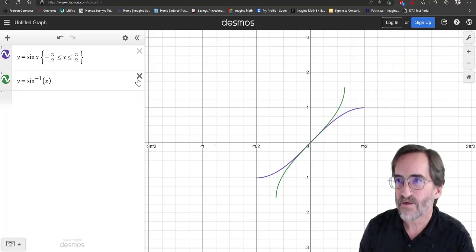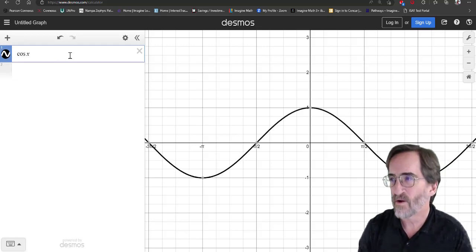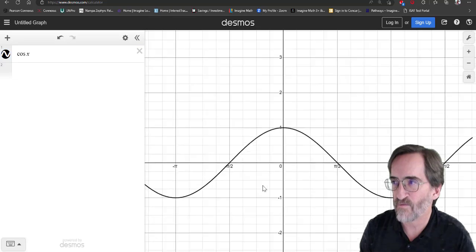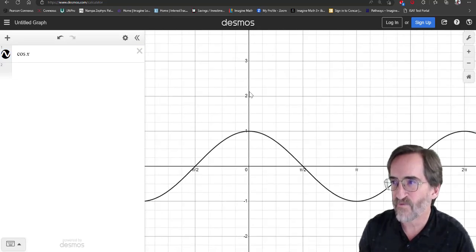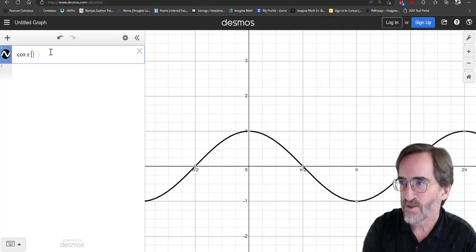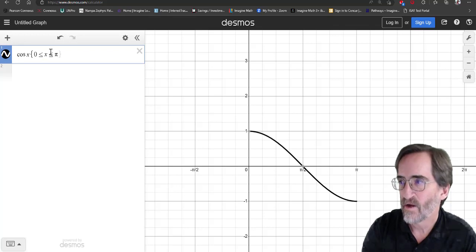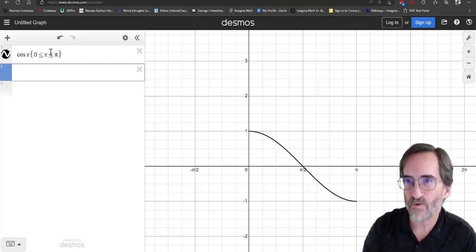So now consider cosine x. How would I have to restrict the domain so that it passes the vertical line test? And essentially what we're looking for is restricting the domain so that it passes the horizontal line test. And the answer here is this. If I restrict the domain to be from 0 to pi, that's invertible. It passes the horizontal line test, and we can check and see arc cosine of x.